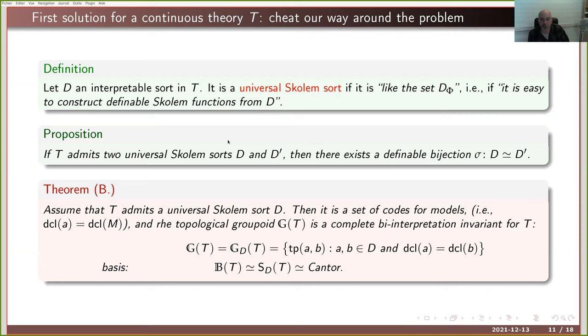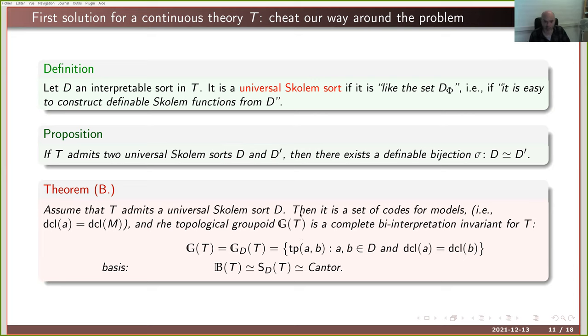Well, then each member of this sort codes models. So every member is DCL equivalent to some model. All separate models are DCL equivalent to some such member. I guess I didn't write it, but it's the same. So you code models, you code all separate models. And the associated topological groupoid is unique, because this set, if it exists, is unique. And it is a bi-interpretation invariant.